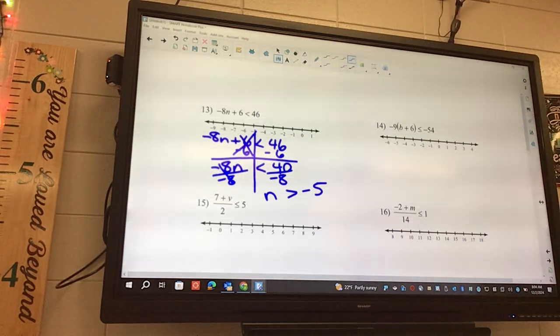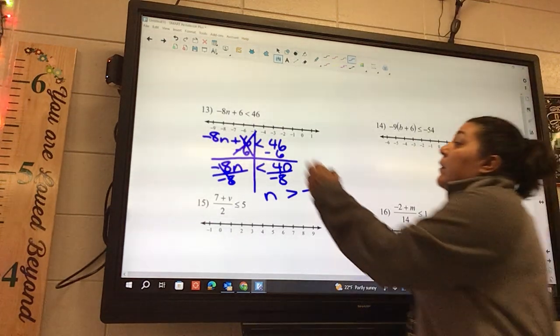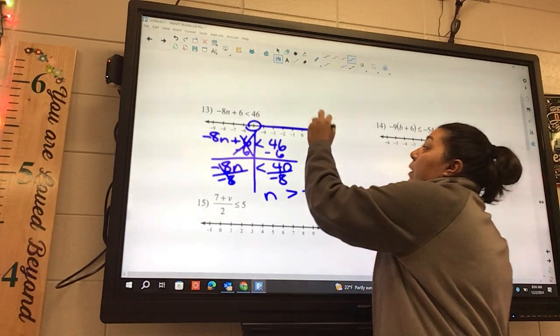Okay, so on the negative 5, is that going to be open or closed? Open. Going which way? To the right.